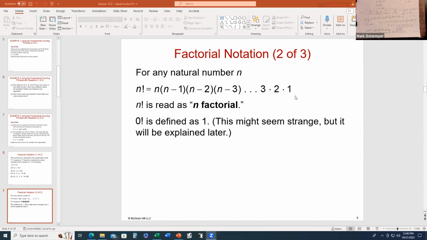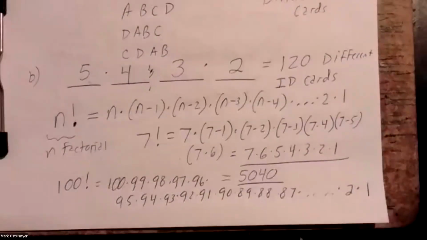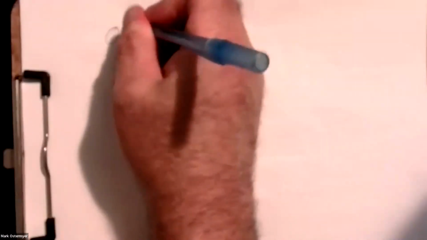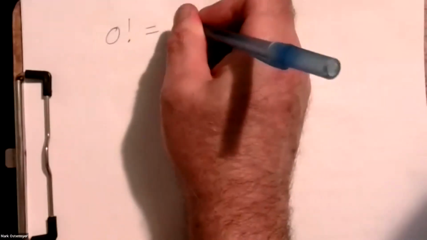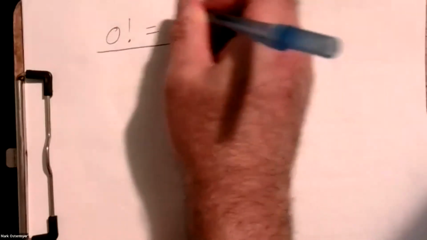There's the definition. Now, as odd as it may seem, ladies and gentlemen, 0 factorial is not equal to 0. It's not. It's a common mistake or pitfall to think that 0 factorial is equal to 0. It's equal to 1 by definition. Don't forget that. 0 factorial is equal to 1.